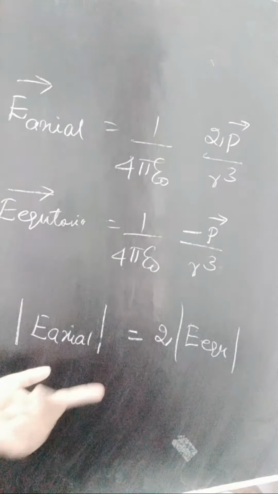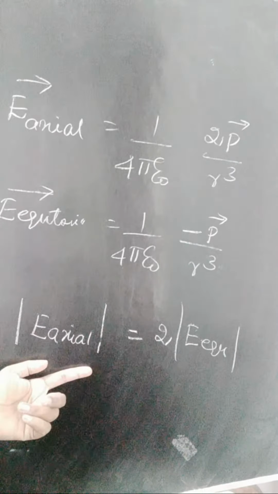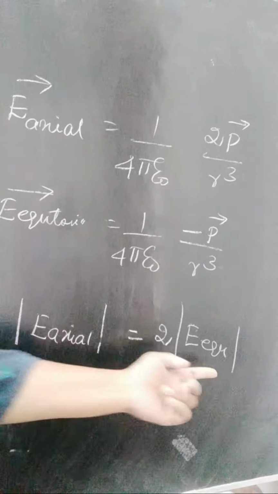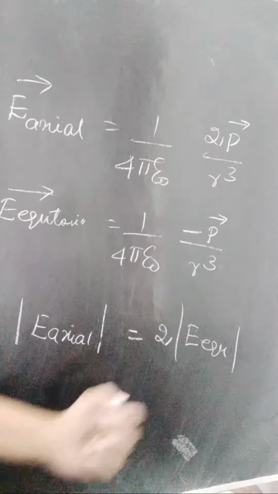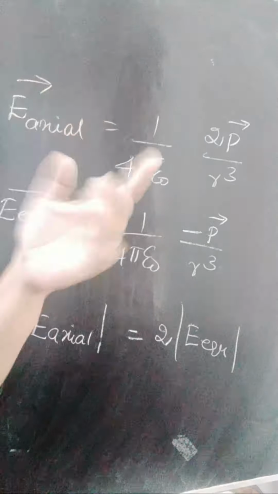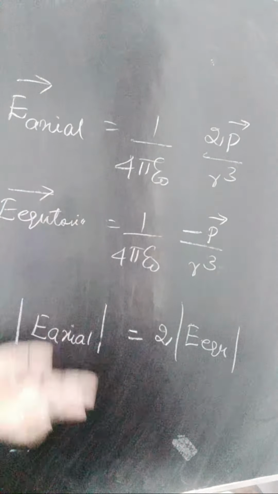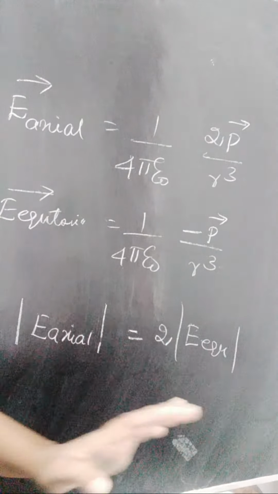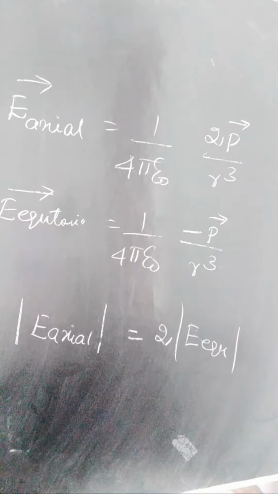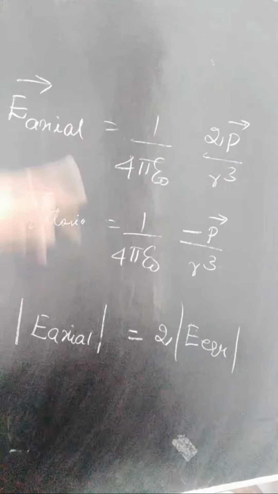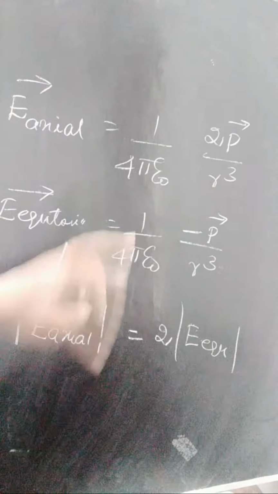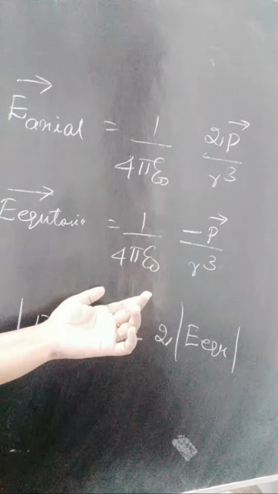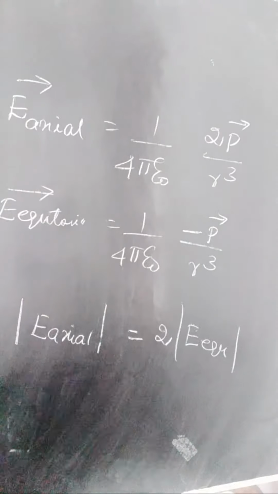They will give you any one value for a 1 mark question, like what is E axial or what is E equatorial, and they may ask you to find the other one. No need to go for any derivation or charge value. Simply we can relate that E axial is double of the E equatorial. If they talk about the direction, both are in opposite directions, because here we are having plus and here we are having minus, so they will be opposite to each other.